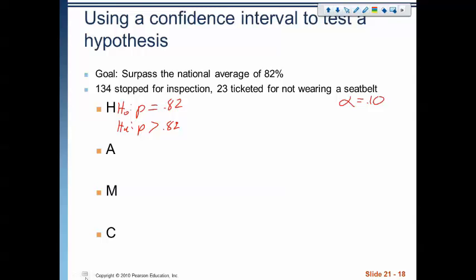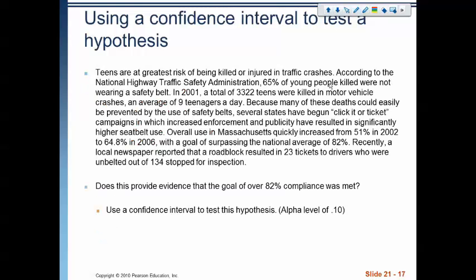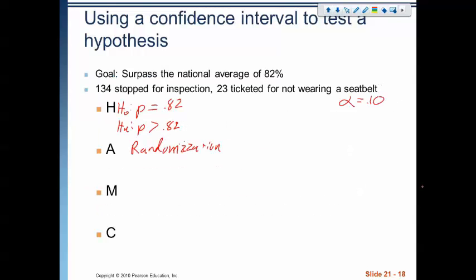Assumptions and conditions. We are using a confidence interval to do it this time. However, remember, the assumptions and conditions are the same. Is there randomness? Randomization. So let's just look at the previous slide for a second. It says, recently a local newspaper reported that a roadblock resulted in 23 tickets to drivers who were unbelted out of 134 stopped. So it doesn't say specifically random. However, is it safe to assume that the roadblock was picking up a random representative sample? And I think that is okay, right?